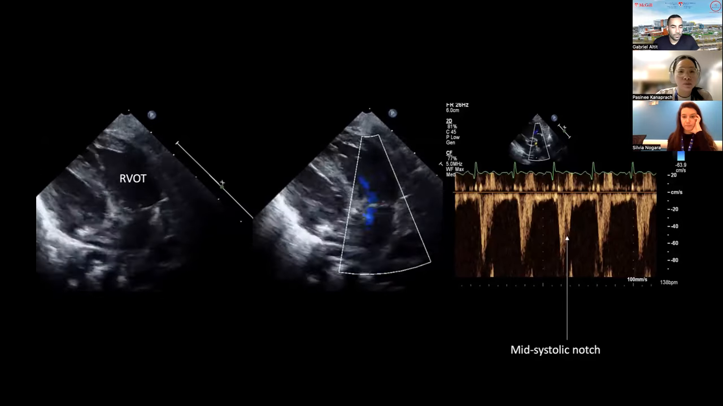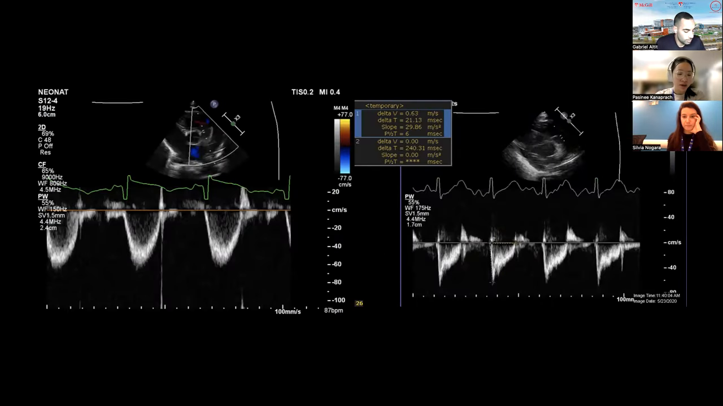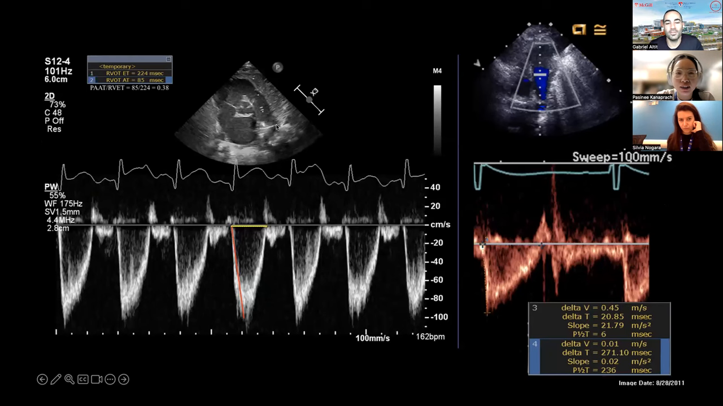Yeah, tell me. I have two questions. I saw in the ASE guidelines, for the level to measure the PAT and RVET, it said that for the VTI, the level for the cursor is at the outlet, at the outflow tract. But for the PAT or RVET, it is just at the tip of the pulmonary valve.